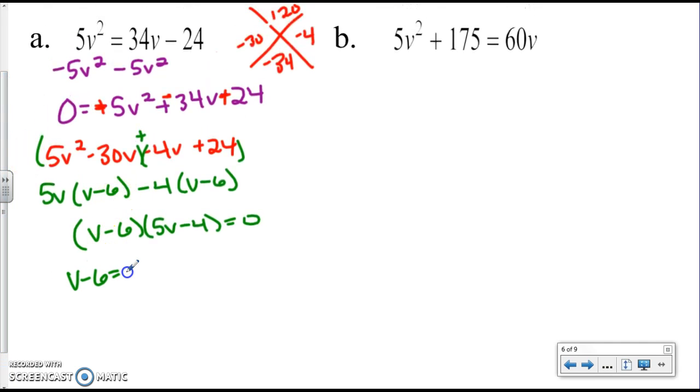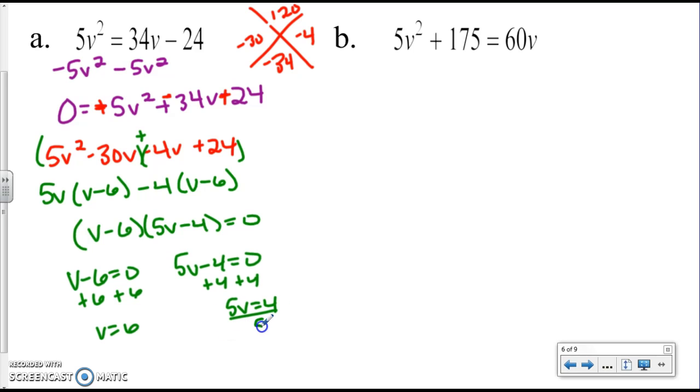So v minus 6 equals 0, 5v minus 4 equals 0. I'm going to add 6 to both sides. Add 4 to both sides. And then don't forget to divide by 5. So I get 4 divided by 5, or 4/5, for a final answer.